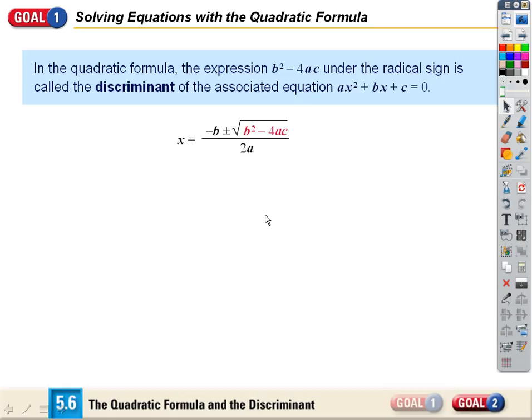Okay, now this is the other part I wanted to show you. You can make a prediction here. A lot of times you can avoid having to do unnecessary work. If we're wanting to only find the real solutions, which sometimes we are. Sometimes we're really not interested in finding imaginary solutions. We really just want the real solutions.